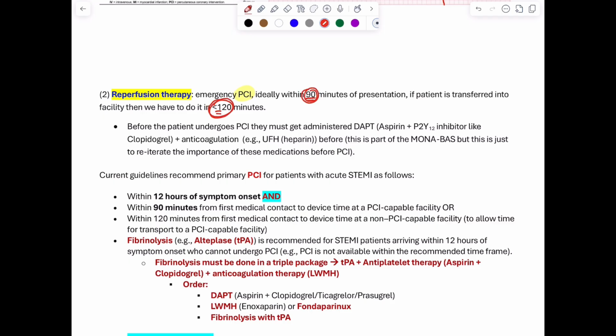So if it meets one of these timelines, either at your hospital or some other hospital nearby, you do a PCI, okay? If your hospital doesn't do a PCI and the nearest hospital that can do a PCI is like 3 hours away, then you don't have an option. You have to do fibrinolysis, okay?